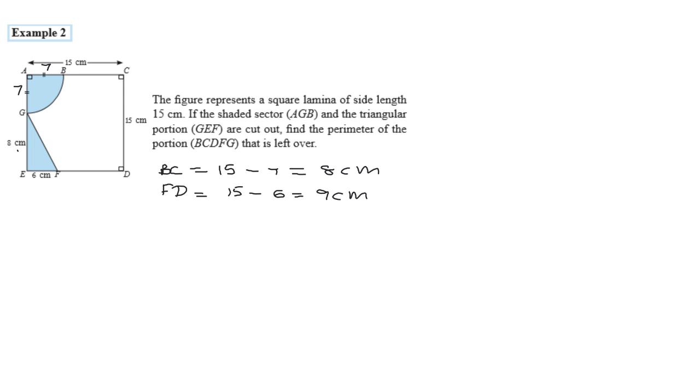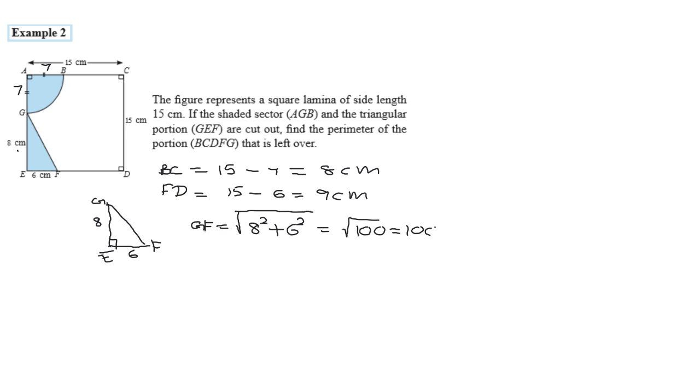Now we want to find GF. So this is G and F, E. This one is 8 and this is 6. So here we want to apply Pythagoras theorem to find GF. So then GF is equal to square root of 8 squared plus 6 squared, which is equal to square root of 100, that is equal to 10 cm.